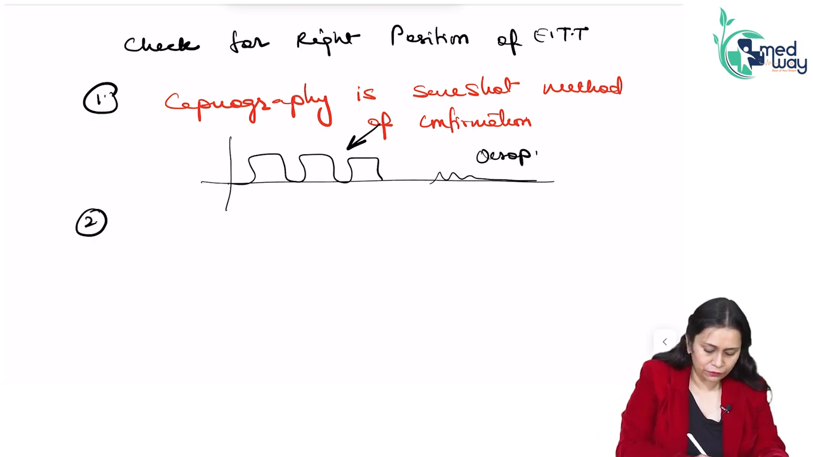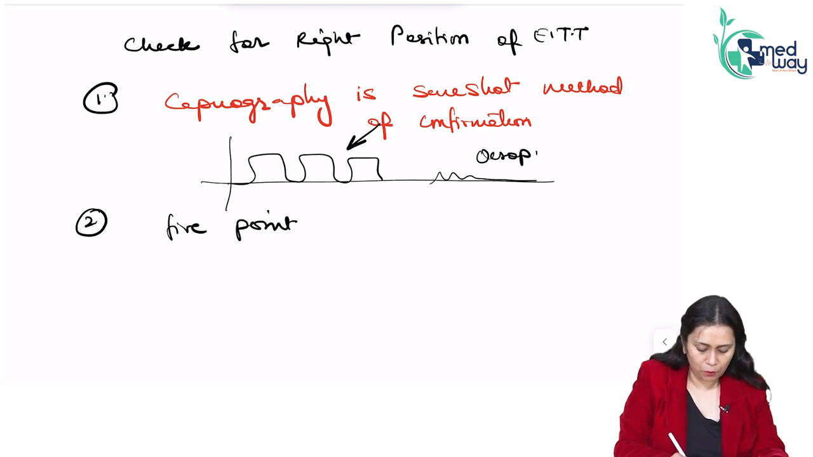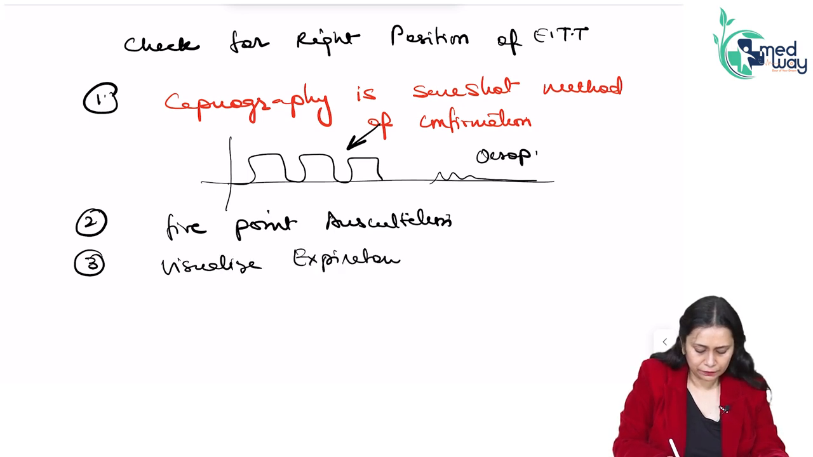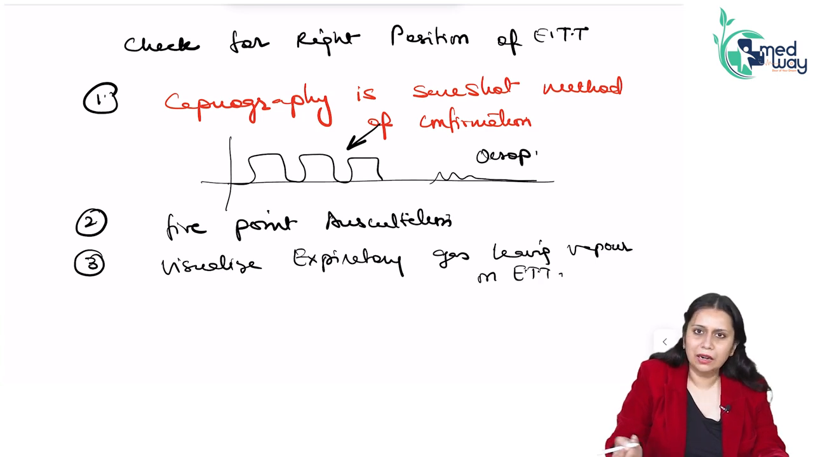Now there are other ways of confirmation also. We do a 5-point auscultation. Then we can also confirm by seeing the expiratory gas leaving mist or vapor on the tube, because expiratory gas is heated and humidified. So visualize the expiratory gas leaving vapor on the ET tube.